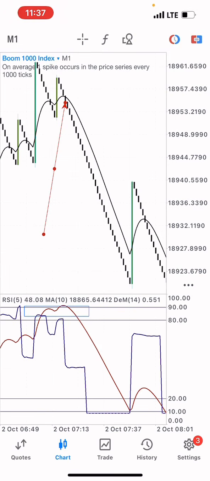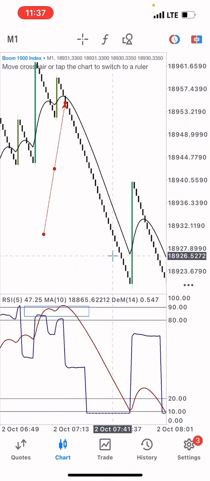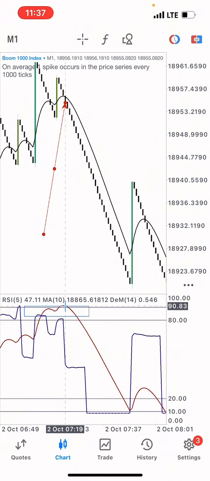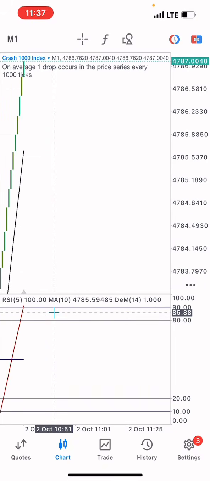So first of all, you want to identify the trend. You want to see the direction of the market. Do that on a higher time frame, and make sure that your entries are right after we witness the indicators here come together at this level. Okay, at this level. Now this is for the boom 1000 index market. Let's go to the crash 1000 index market and see how it works.